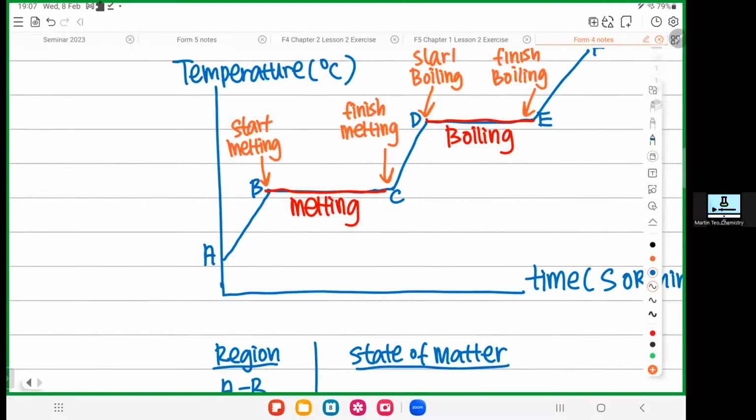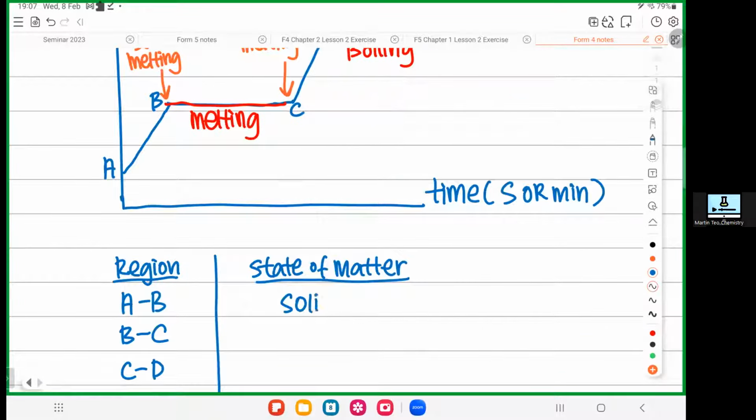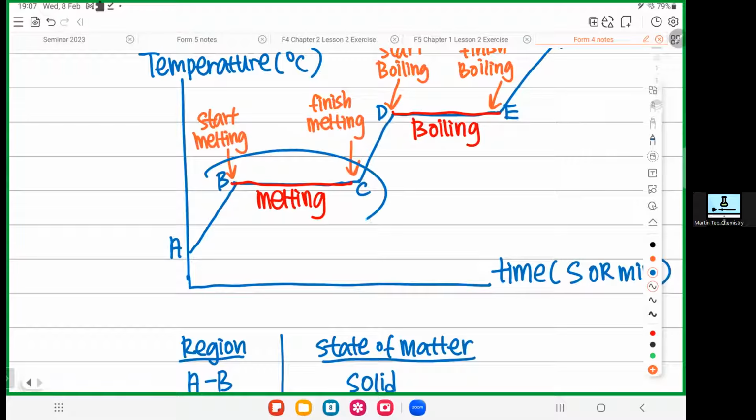So A to B. So A to B is what? You see, melting starts here. Here, not melted yet. So if something is not melted yet, it is solid. Now this is tricky. B to C, what is it? B to C, melting is taking place. Melting is ongoing. The melting process is ongoing.